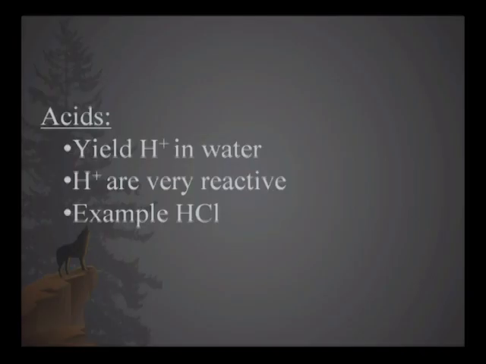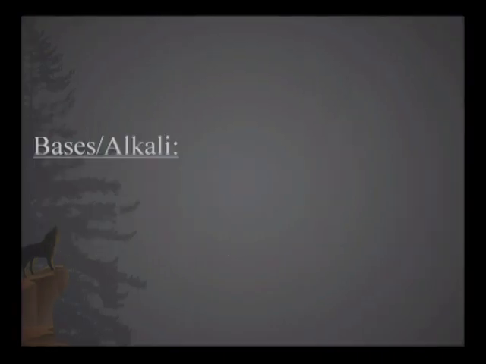An example would be hydrochloric acid, HCl. When you put HCl, hydrochloric acid, in water, it will dissociate to form a hydrogen ion and a chloride ion. So the chloride ion is not necessarily defining what an acid is. The fact that it dissociates to form a hydrogen ion, that's what makes the acid the acid.